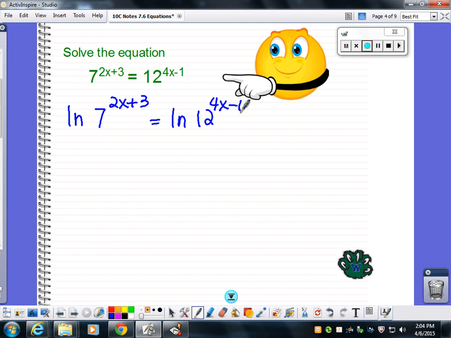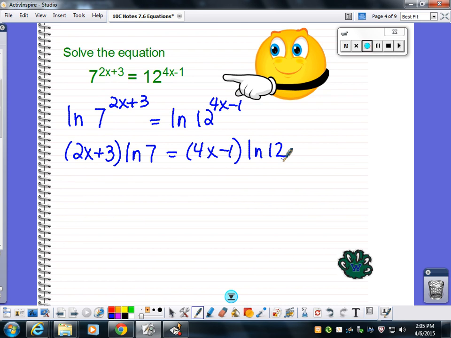Now I'm going to use those properties that you learned back in 10B to start rewriting this. I'm trying to get that variable out of the exponent, so I'm going to use the power property. I'm going to rewrite this as 2x plus 3 times the natural log of 7 equals 4x minus 1 times the natural log of 12. I think I called it the quotient property before, but it's the power property.